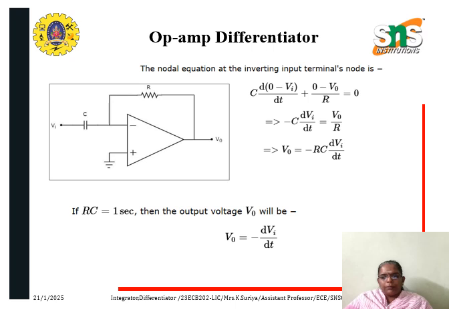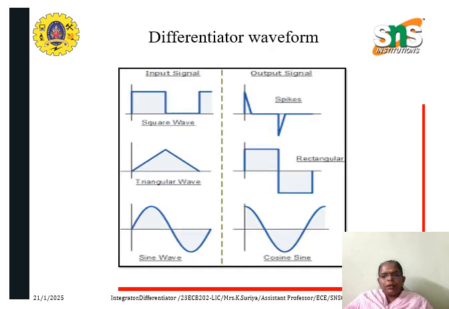So this is a differentiator waveform. When you give the input signal as a square wave, you'll be getting spikes as the output. When you give a triangular wave, the differentiation will produce a rectangular wave, and the sine wave will produce a cos wave.